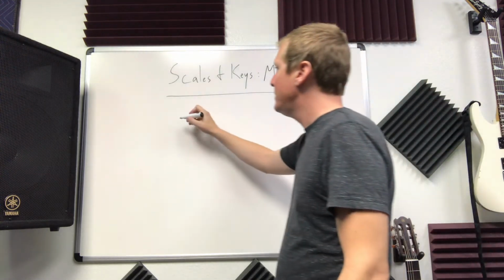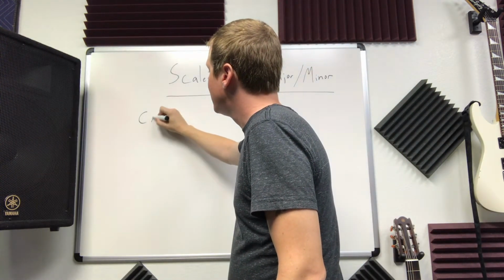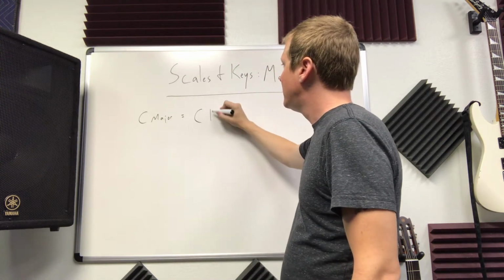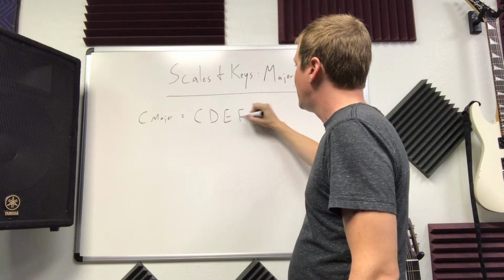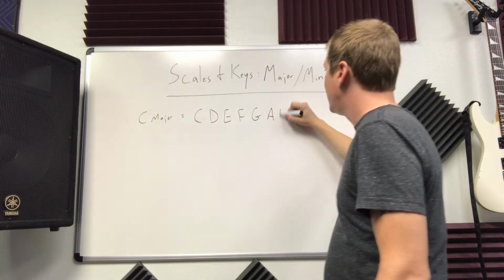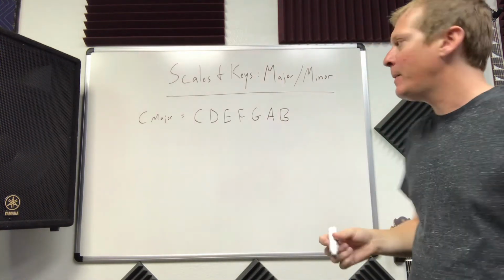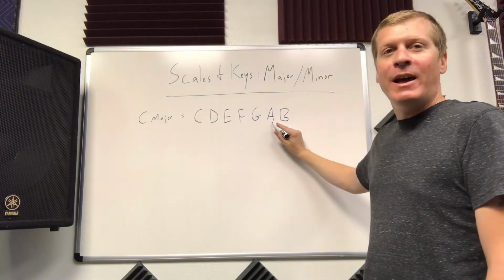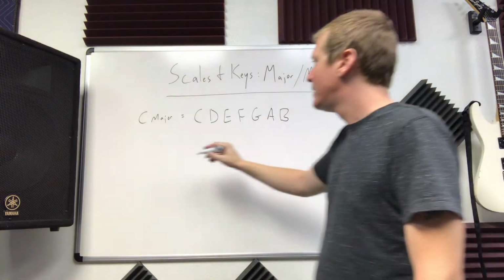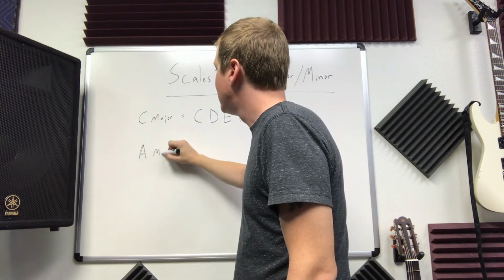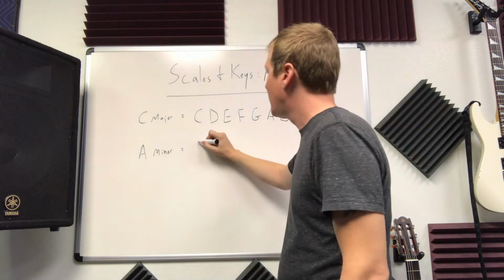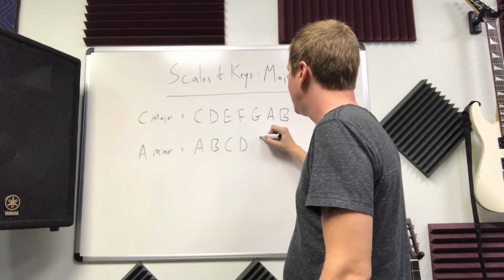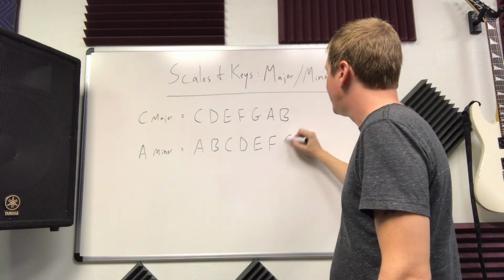So we talked about a C major scale. C major equals the notes C, D, E, F, G, A, and B, right? Okay. So those 7 notes make up the C major scale. Now if we start that same scale from A, we end up with an A minor scale. So A minor equals A, B, C, D, E, F, G.